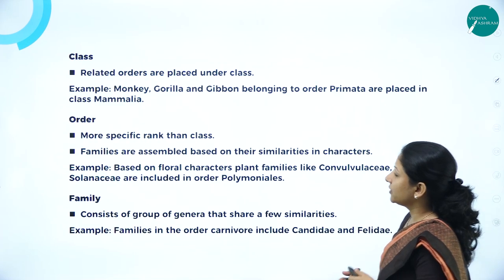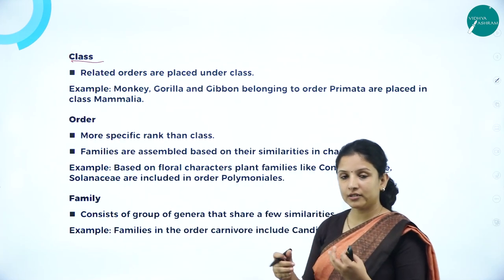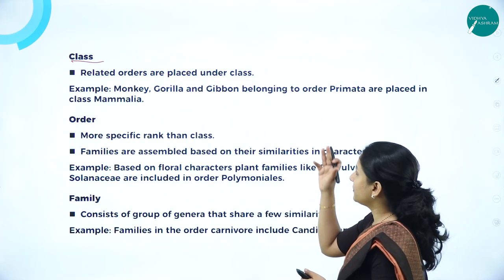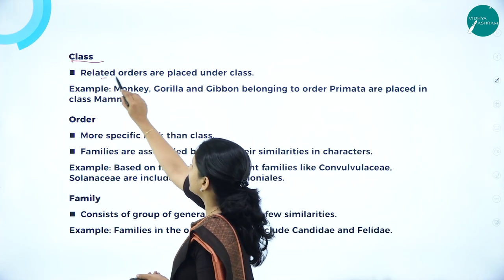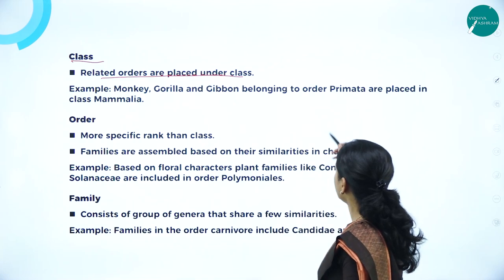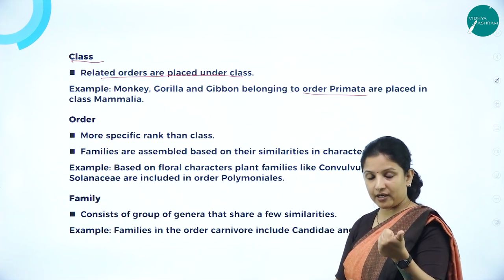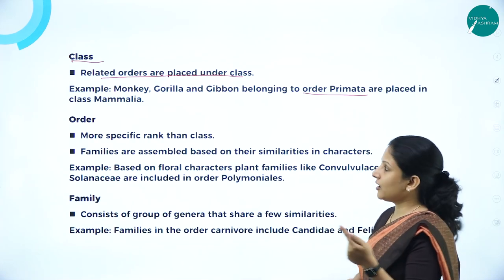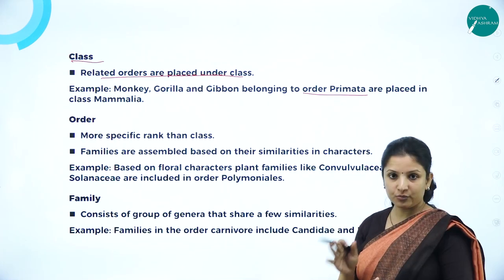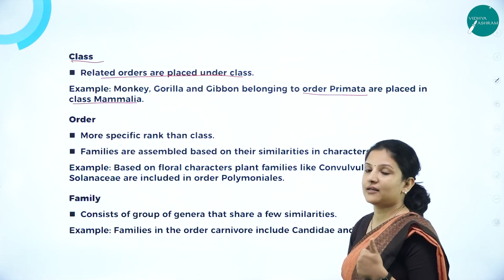So after the phylum, we have class. All the groups of animals that are related to each other, all the related orders, are placed under the class. Say for example, we have monkey, gorilla and gibbon. They all belong to order Primata. Say the kingdom will be Animalia, then the phylum will be Chordata, then the class will be Primata. You've understood, right? And humans especially will be placed under class Mammalia. So we have two classes, class Mammalia and class Primata.